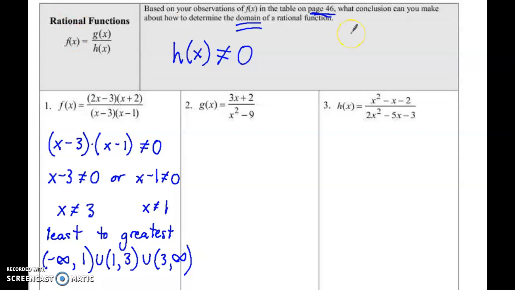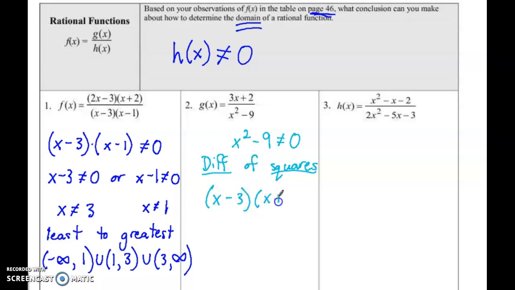So let me change colors and explain the next one. Again, you can ignore the numerator. I hope you're good at factoring. That's why they make you do it a ton in Algebra 2. This is what's called a difference of squares. We call it a difference of squares because it's a subtraction problem. That's the word we use for difference. Squares because 3 squared is 9. x times x is x squared. I guess I should have said it that way. So we write it as x minus 3, x plus 3.